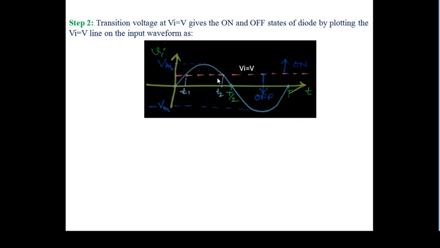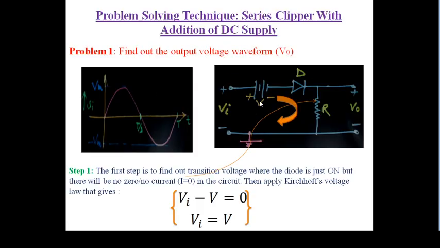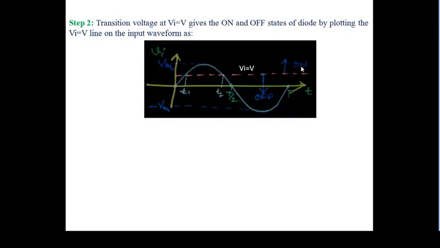So this one is the input, and this one is the line parallel to the time axis, Vi equals V. Now we can decide, for example, suppose this one is your 5 volt and this one is your 10 volt. If the input voltage is 6, the diode will be in the on state. I am saying this one is 5 volt. If the input is below 5, the diode will not conduct. If it is above 5 volt, or simply Vi equals V, it will conduct. Over this one the diode will be on. Is it okay to everyone?